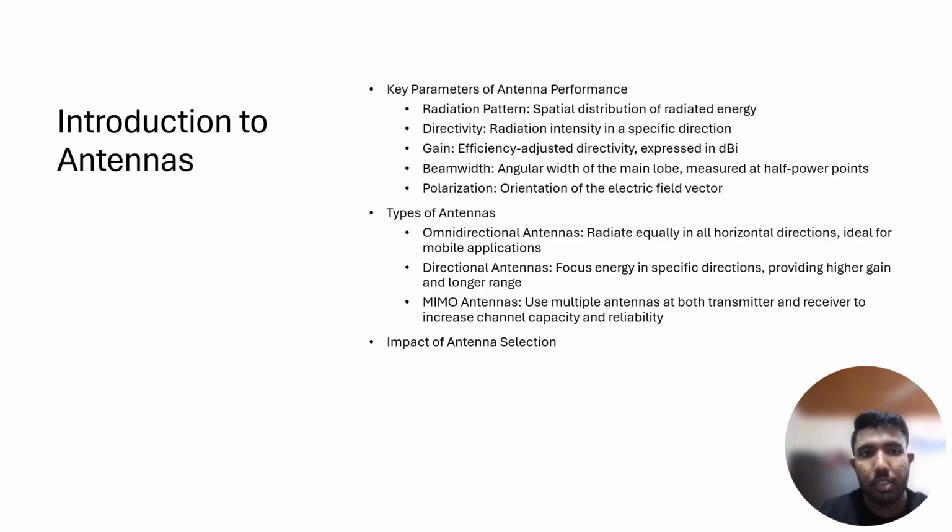There are different antenna types that serve various applications based on their characteristics. The first one is omnidirectional antennas, like dipoles and monopoles. They radiate equally in all horizontal directions, making them ideal for mobile applications where orientation is constantly changing. Your typical Wi-Fi routers use omnidirectional antennas to provide 360 coverage.